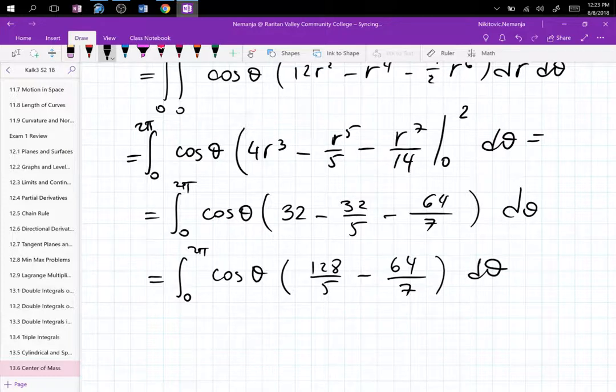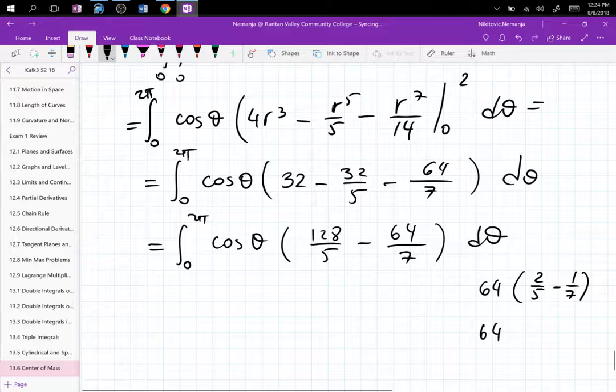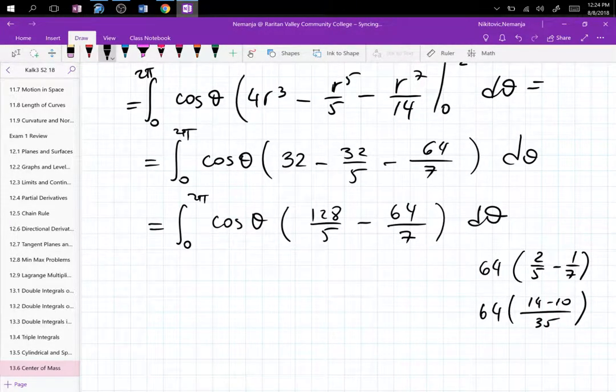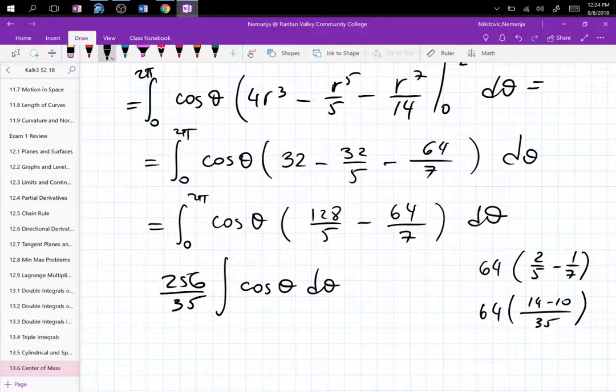d theta, so let's compute this on a side. We factor out 64. We get 2 over 5 minus 1 over 7. So that's 64 times 14 minus 10 over 35. So that's 4 times 64, 240, 256 over 35. There we go. Cosine theta d theta from 0 to 2 pi. Yay.